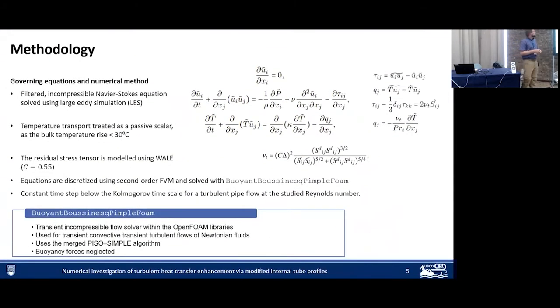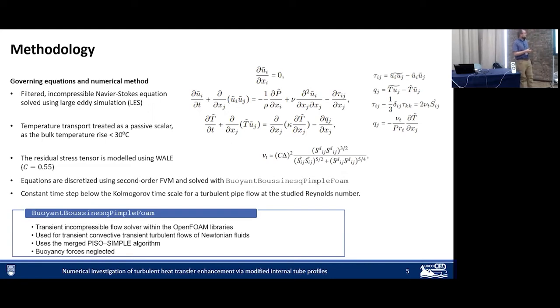The methodology is given here. So again, we're using buoyantBoussinesqPimpleFoam, but we're dropping the buoyant part. We're not considering gravity in the problem. We're using this because it's convenient that the temperature is already present in that solver. It's a transient incompressible flow solver for transient convective turbulent flows with a Newtonian fluid. It uses a merged PISO-SIMPLE algorithm, although we don't use tremendously large time steps, so we could just get away with a normal PISO algorithm. That's what we're doing, and the buoyancy forces are neglected.